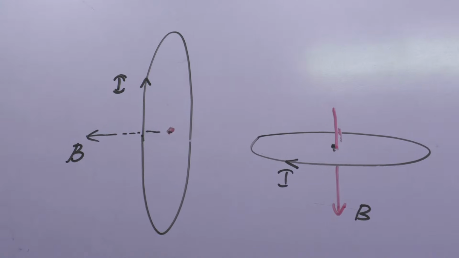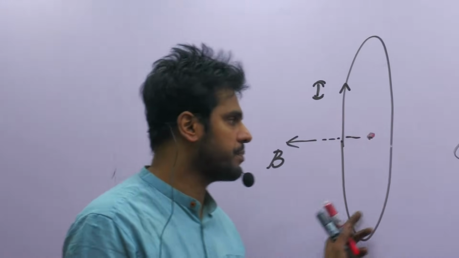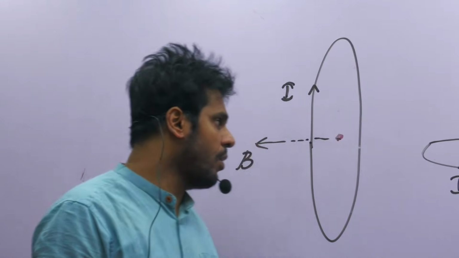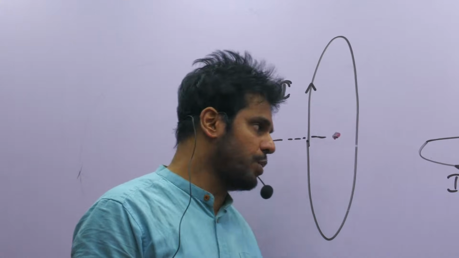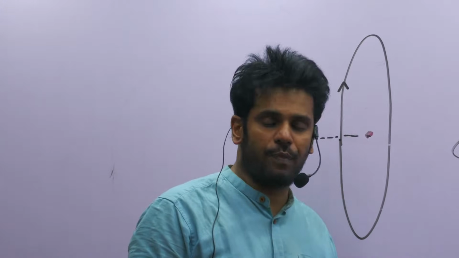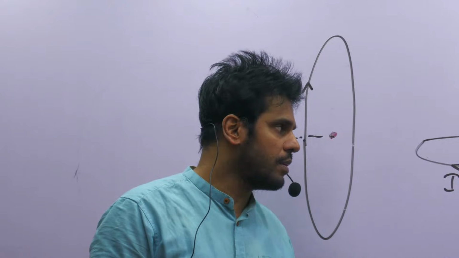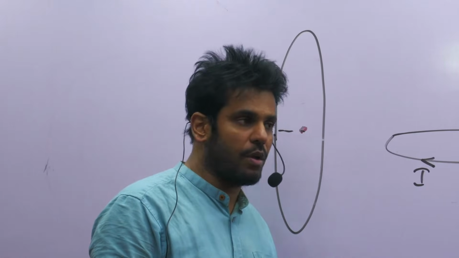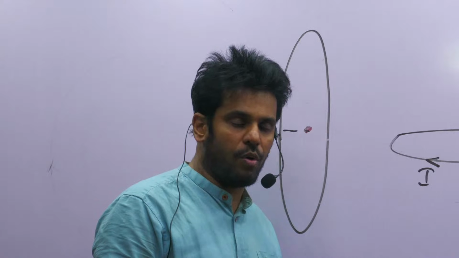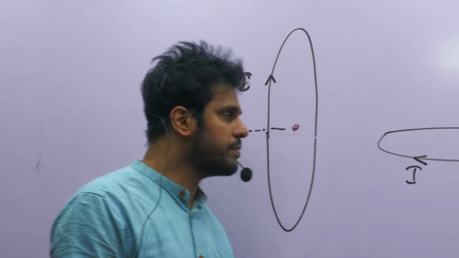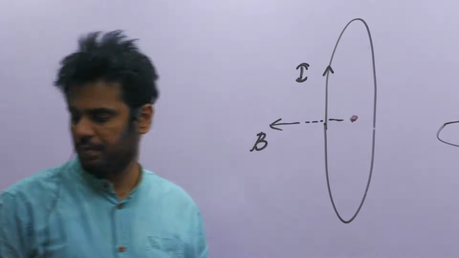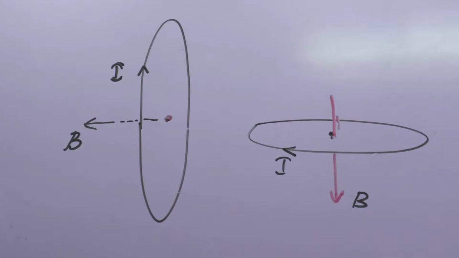Now everyone write this note: the direction of magnetic field at the center due to the connected loop is always perpendicular to the plane of the loop. You can see it.